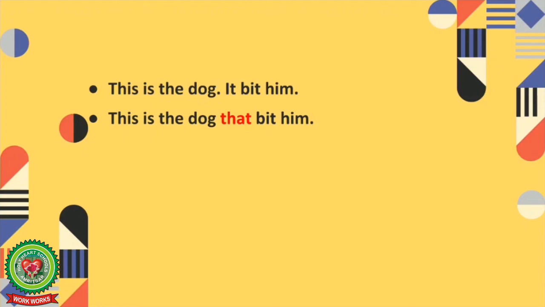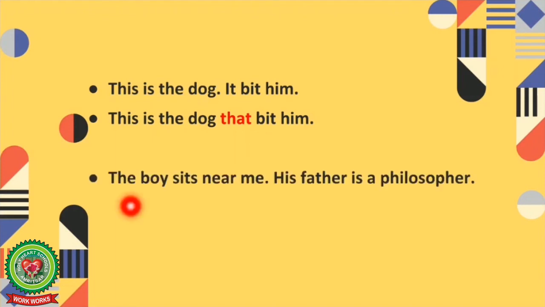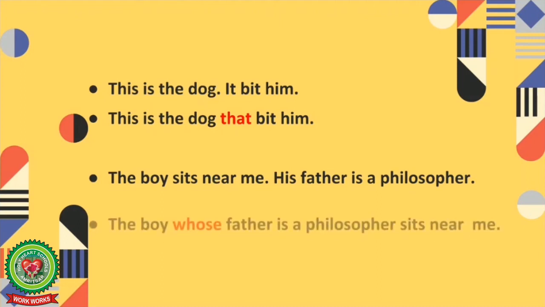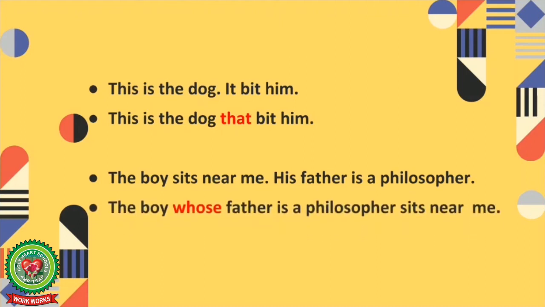Remember one thing, students, the words who, which, that, whom, etc. should be placed right after the noun that it qualifies or describes. The boy sits near me. His father is a philosopher. Students, we can join these sentences using conjunction whose. The boy whose father is a philosopher sits near me. The word whose is describing noun the boy.